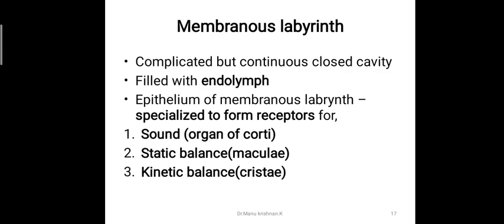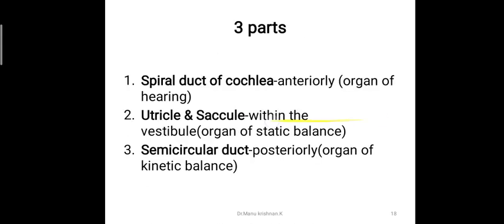And functionally the membranous labyrinth is lined by the specialized epithelium, which is having some receptors for the function of hearing, maintenance of static balance, and the kinetic balance. So the membranous labyrinth is composed of 3 components: the component which helps in hearing, components which help in static balance, and the components which help in the kinetic balance. So let's have a look into them.